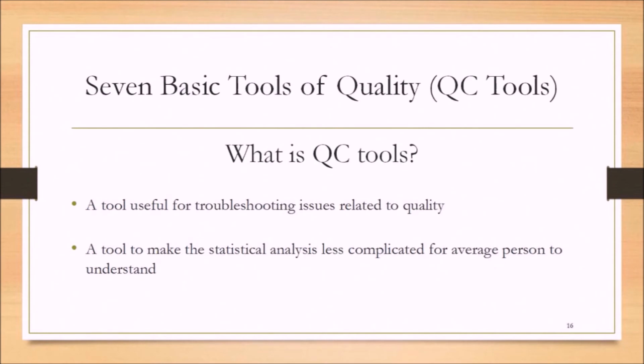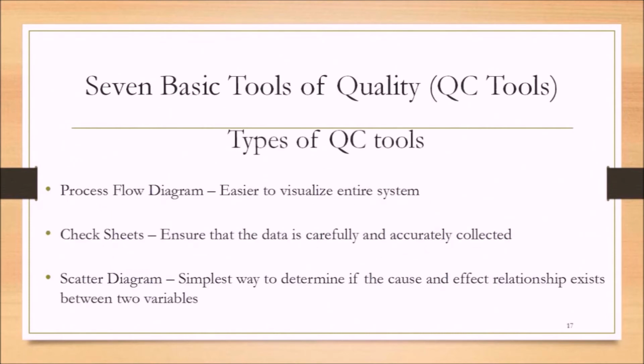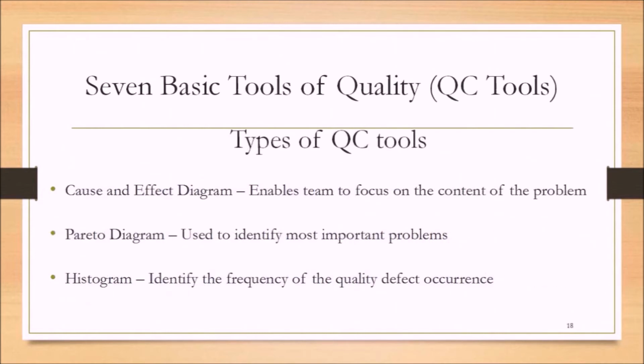The 7 basic tools of quality are quality control tools useful for troubleshooting issues related to quality and make statistical analysis less complicated for the average person to understand. Check sheets are used to ensure that the data is carefully and accurately collected. A scatter diagram is the simplest way to determine if a cause and effect relationship exists between two variables. A cause and effect diagram enables a team to focus on the content of the problem. A Pareto diagram is used to identify the most important problem.